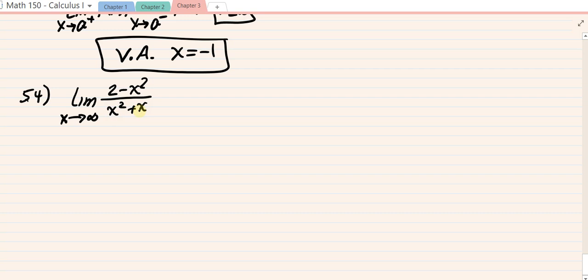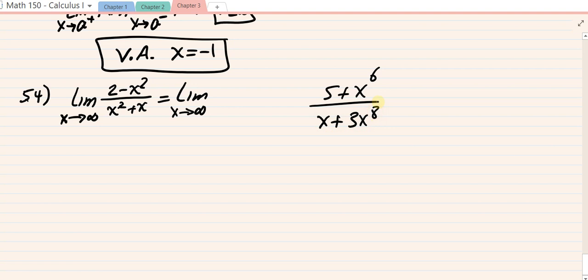Okay, so for the horizontal asymptote, again, we're going to find the limit itself. We divide top and bottom by the highest. How do we know what to divide by? You divide by the highest exponent in the expression. So if I have 5 plus x to the 6 and x plus 3x to the 8, you divide the top and bottom by x to the 8.